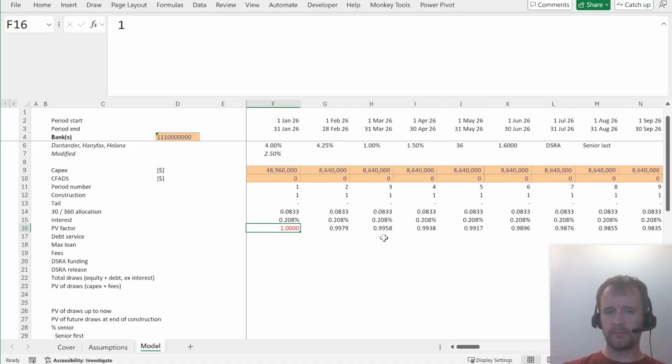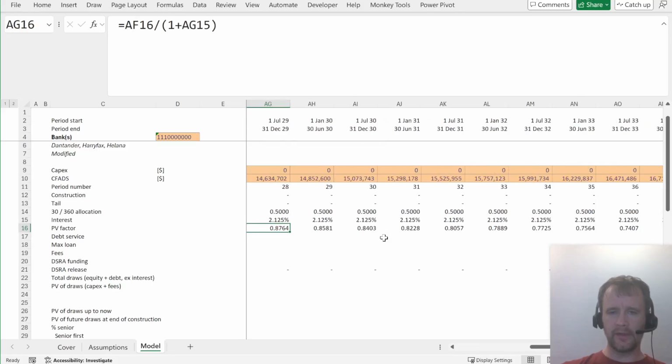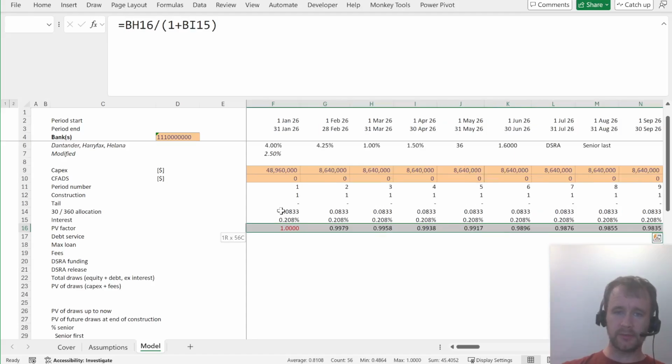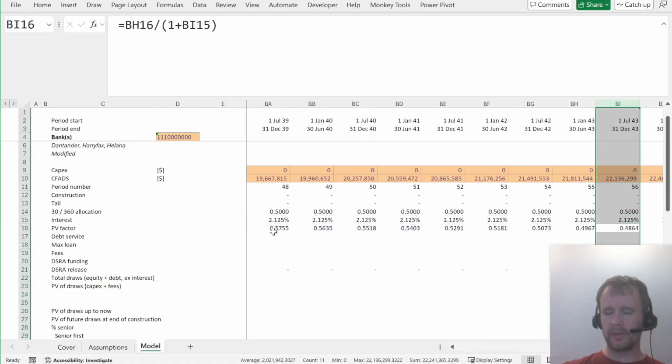So in other words, if I borrowed 48 cents right back at the start and don't pay it back until here, I'll have to pay back $1.